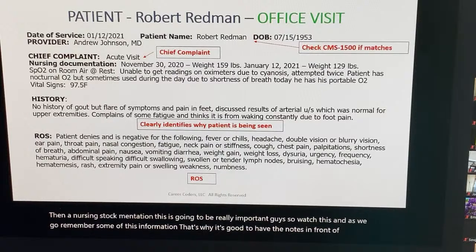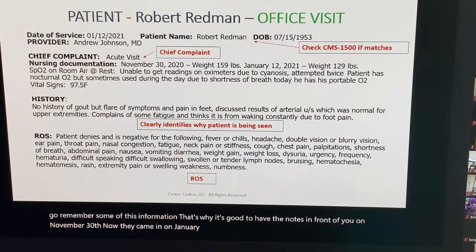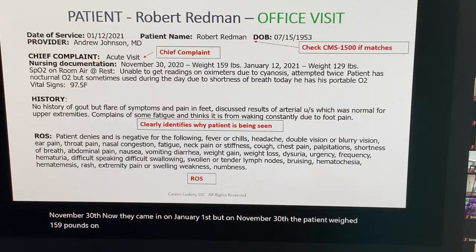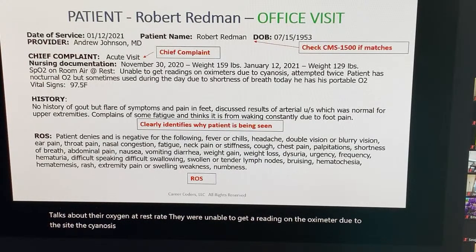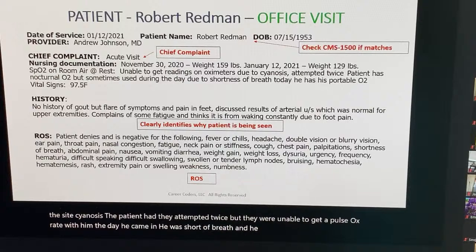On November 30th, now they came in on January 1st, but on November 30th, the patient weighed 159 pounds. On the January 12th visit, he weighed 129 pounds. Whoa, what's going on? Talks about their oxygen at rest rate. They were unable to get a reading on the oximeter due to the cyanosis the patient had. They attempted twice, but they were unable to get a pulse ox rate with him. The day he came in, he was short of breath, and he had a portable O2 with him as well.